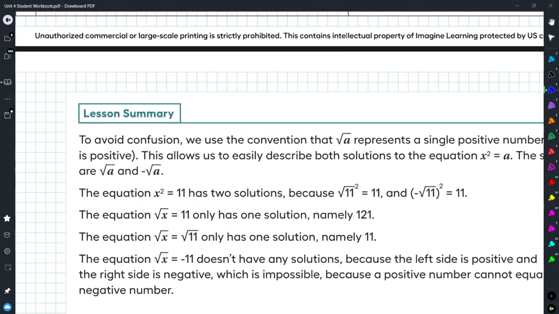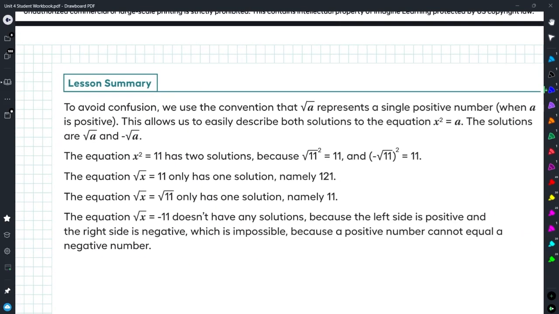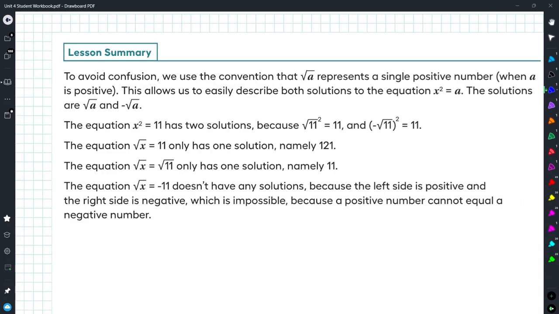Okay? So now, here's our lesson summary, and we've already kind of talked about this, so it's important to highlight this as well in here to reinforce that. If we have just the square root of a number, that is a single positive number. There is one solution. Now, if we have an equation x squared equals a, then there are two values, the positive square root of a and the negative square root of a, that will give us that solution.